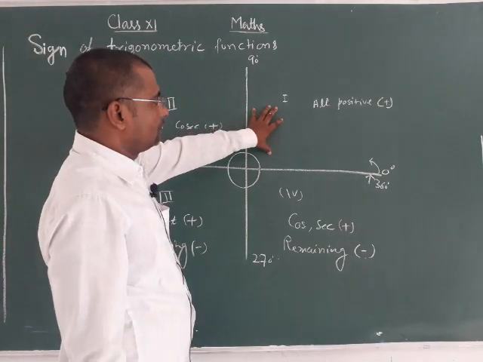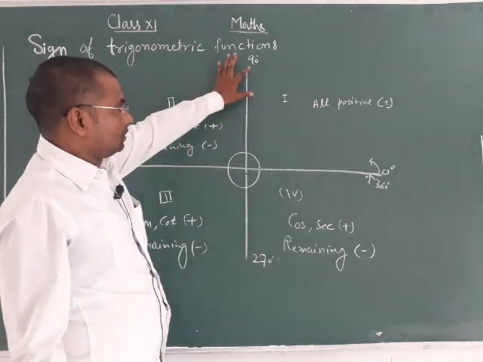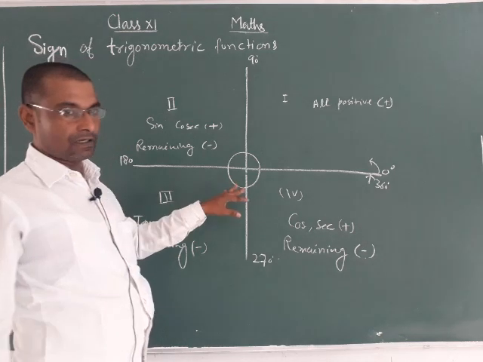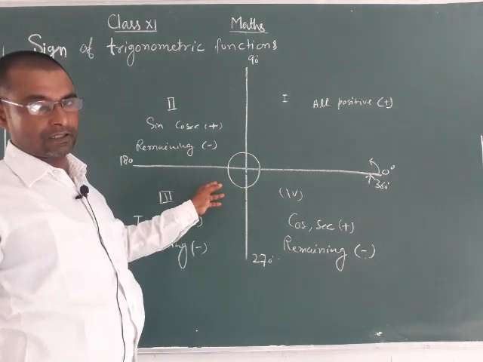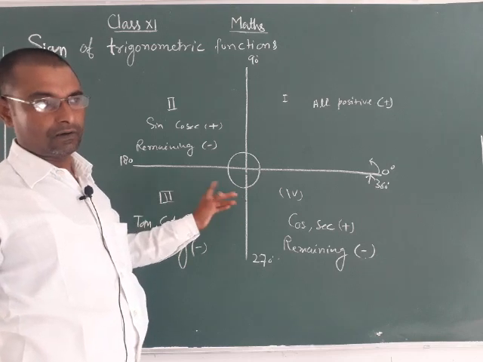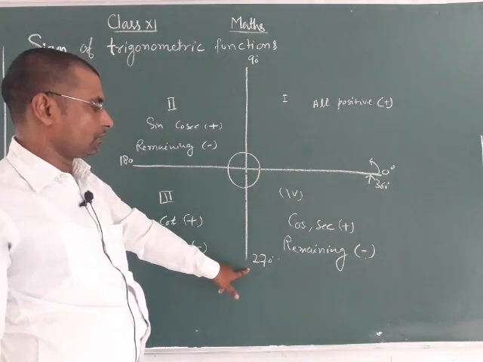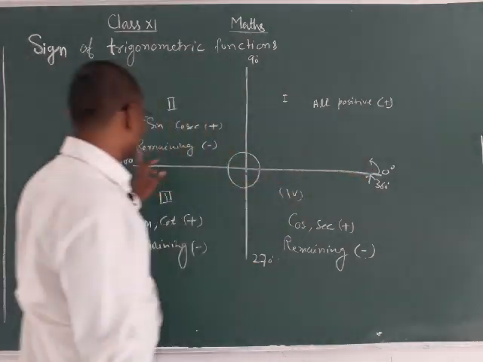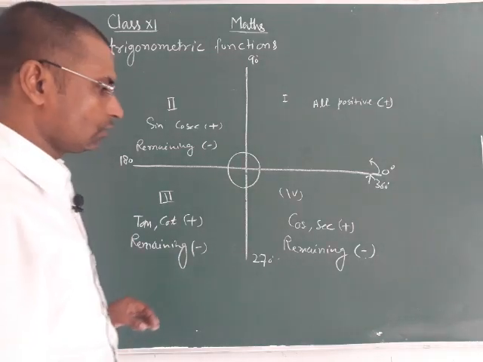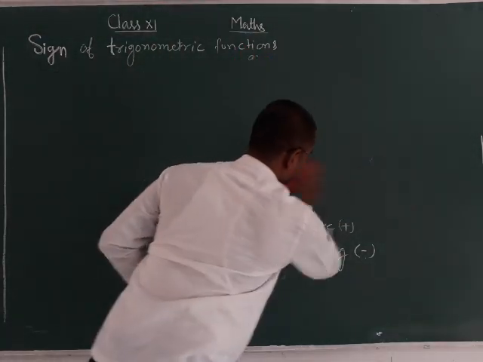So at 90 and 270 the ratio will change: sin to cos, cos to sin, sec to cosec, cosec to sec, tan to cot, cot to tan. At 0, 180 or 360 there is no change in the ratio. So now let us start the angles of ratios of trigonometry.